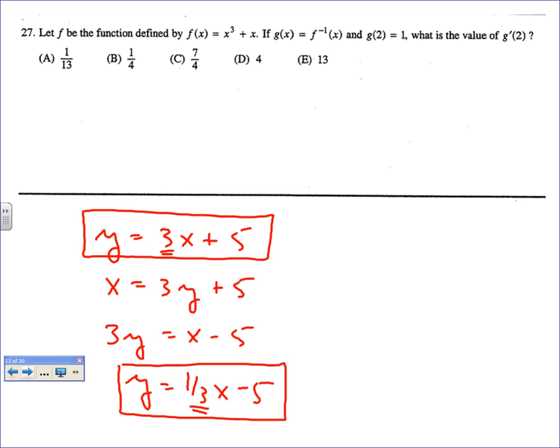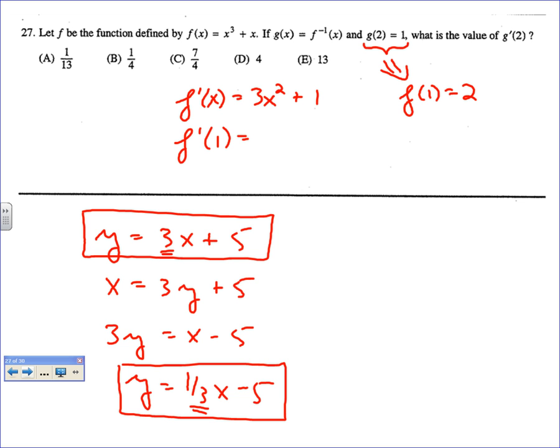And so for this particular problem, the derivative of the original function, wouldn't that be 3x squared plus 1? And if f of 1 is 2, there's an implication here that f of 1 is 2 because f and g are inverses of each other. The slope at 1 would have to be simply 3 plus 1 or 4. And therefore, the inverse slope at 2 would have to be 1/4. And so the answer is B. That's kind of a hard problem, I think, to keep all that straight.